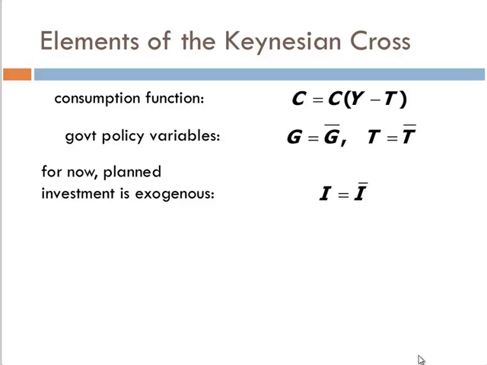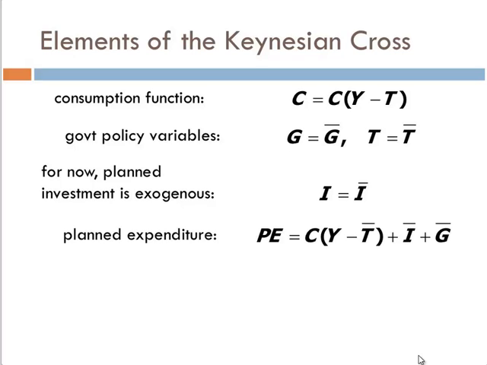Right now we're going to assume that the investment function is exogenous, but it won't be forever. We'll come up with something a little cooler later. And if this is the case, then our planned expenditure function equals this right here. We just substitute in the exogenous level of investment, the exogenous level of government spending, and the consumption function, and then the exogenous level of taxes, and we've got our planned expenditure function.